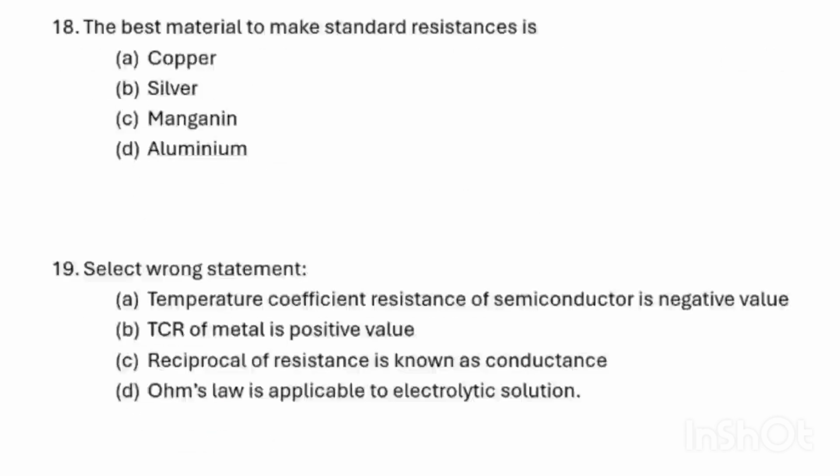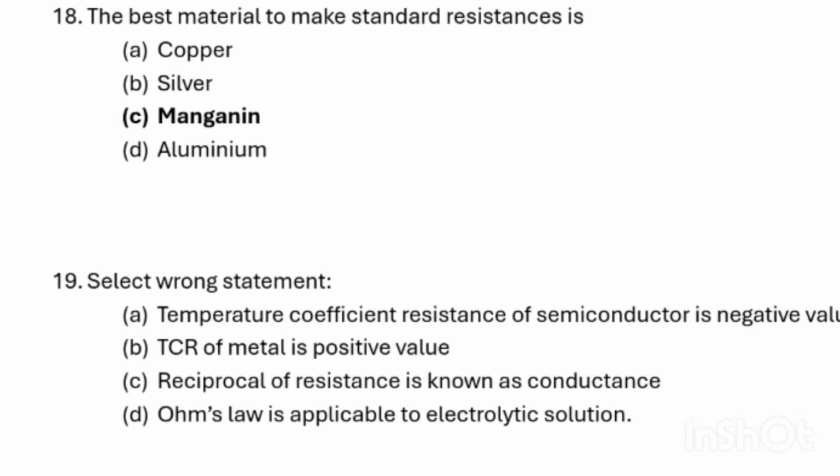Question number 18. The best material to make standard resistances is option A copper, option B silver, option C manganese, option D aluminum. Here the correct answer is option C manganese.